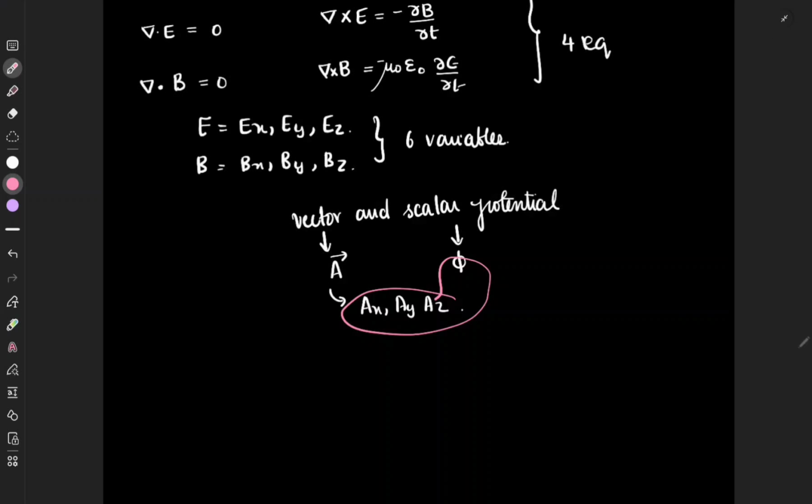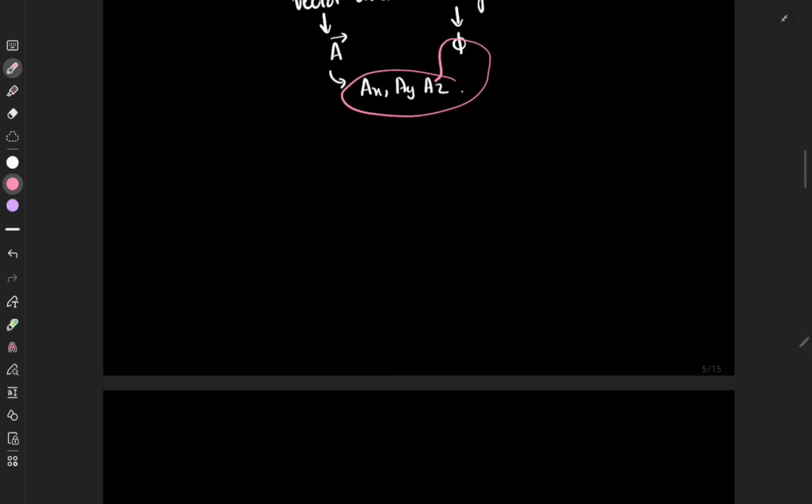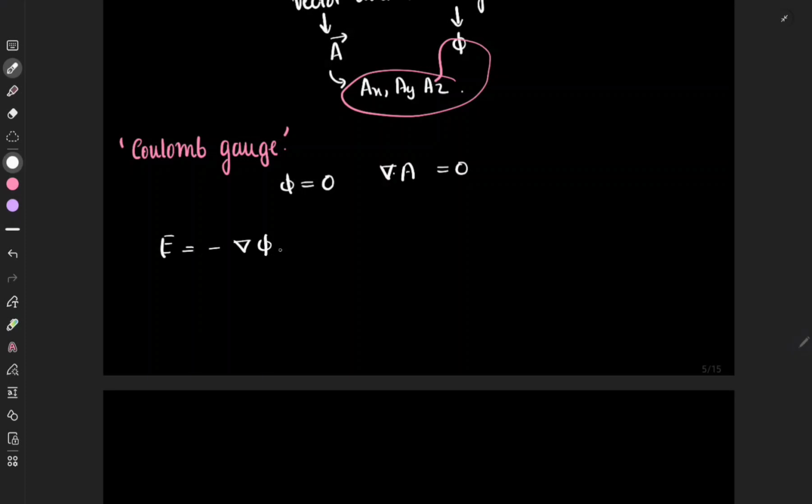And in electrodynamics, the way we fix the number of variables is by the Coulomb gauge. So we use the Coulomb gauge to fix the number of variables. The Coulomb gauge is a constraint in which we say that phi is equal to 0 and del dot A is equal to 0. Okay. By the way, E is equal to minus del phi minus dou A by dou t, and B is equal to del cross A.